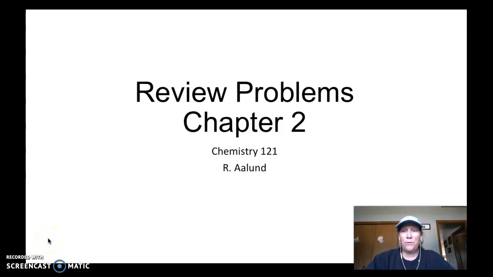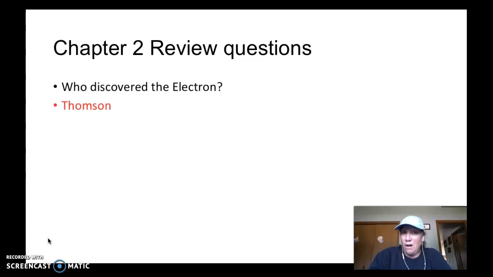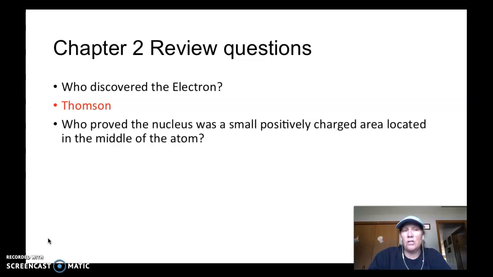Okay, here's a review for the next part of the unit, Chapter 2. Some of the questions: who discovered the electron? Remember, this chapter is about atoms and molecules, and it took a lot of people to figure these out. So who discovered the electron? It would be J.J. Thomson. He's the one that did the cathode ray tube experiment and realized that the rays had a charge.